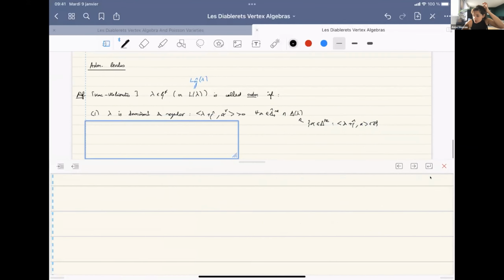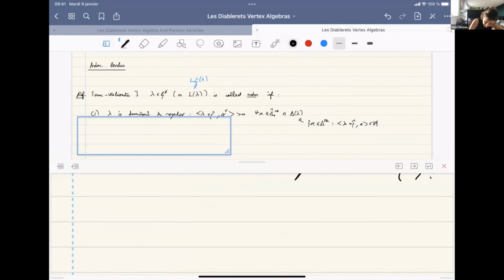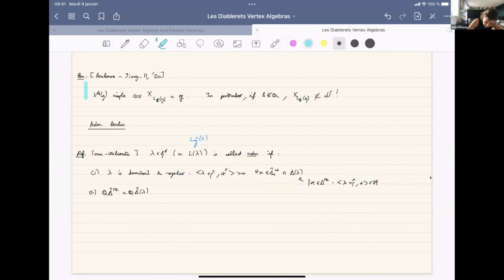So this condition, okay, maybe I comment after. And then the second condition says that the rational vector space, the Q vector space of this lattice, coincides with the Q vector space generated by this lattice. All right, so this condition looks a bit technical, but they are designed so that the character of the representation L lambda is a modular function.